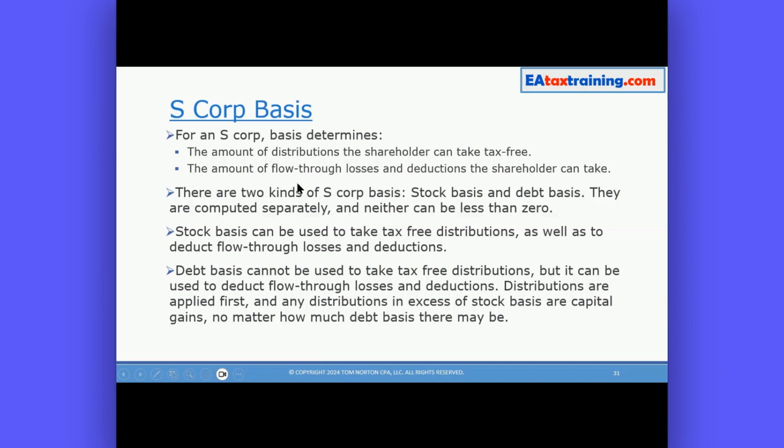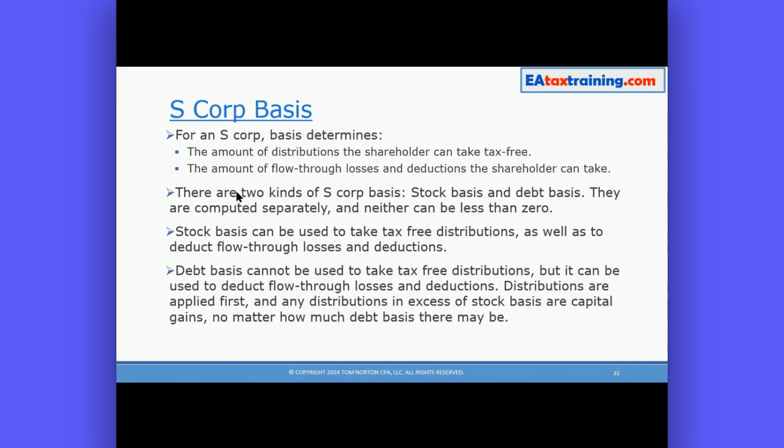And secondly, the amount of flow through losses and deductions the shareholder can take. So S Corp basis is very important and will be tested on the EA exam for sure, and does come up in the real world all the time when you are dealing with S Corps, especially if the S Corp has a loss for the year. That's when you're really looking at basis. So this is a very important concept.